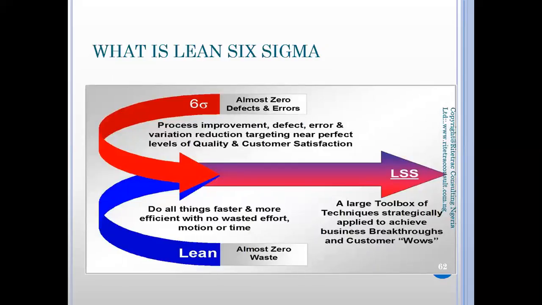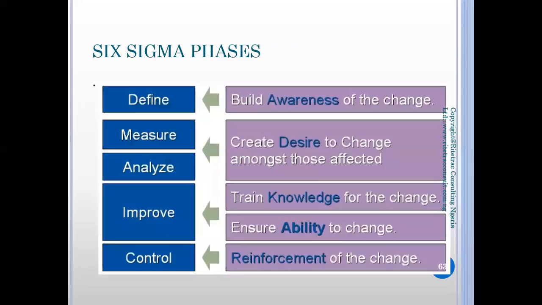What is Six Sigma and what is Lean? Now, Six Sigma focuses on defects and variation: process improvement, defects, errors, and variation reduction, targeting near-perfect levels of quality and customer satisfaction. What is Lean? We've said it before, it focuses on what? Waste. So now this combination brings you a larger toolbox of techniques strategically applied to achieve business breakthroughs and customer wins. So it's a powerful tool that we use.